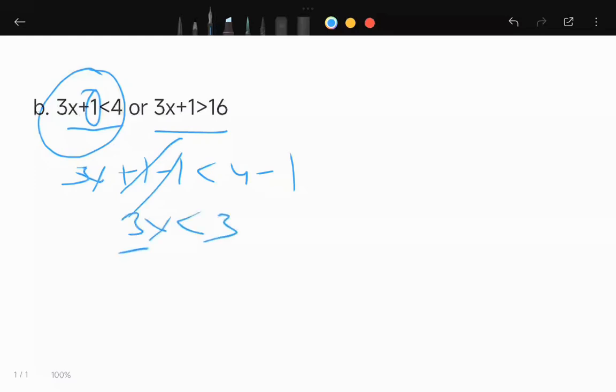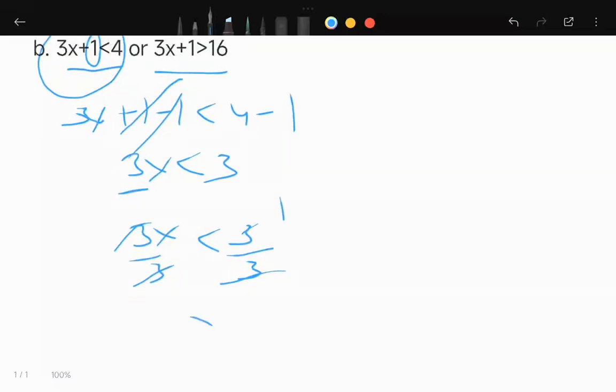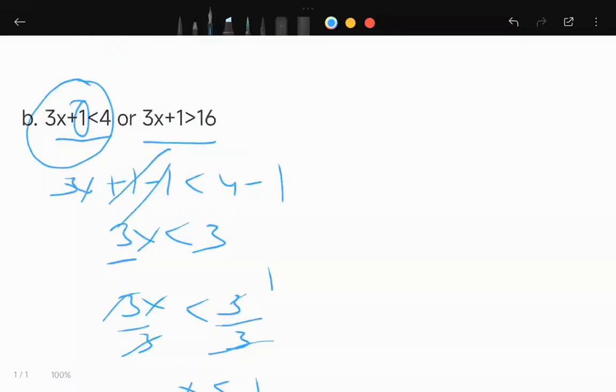Let us remove this 3 by dividing by 3 on both sides. 3x by 3 less than 3 by 3. 3 ones are 3. 3 ones are 3. So it gives x less than 1 as one condition.